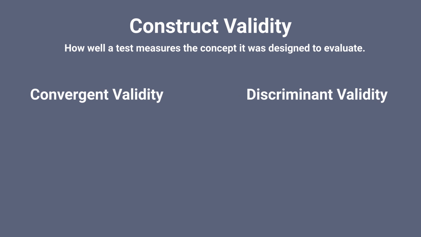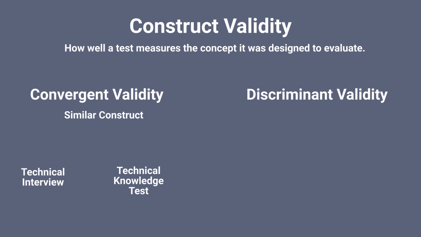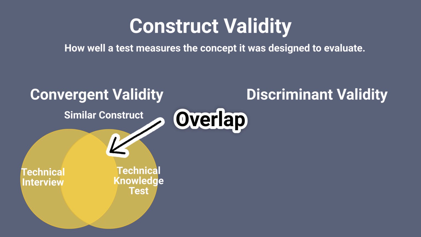Convergent and discriminant validity are two different ways of checking whether a test really measures the underlying construct you say it measures. Convergent validity refers to how closely a test is related to other tests that measure the same or similar constructs. For example, let's say you give software engineer candidates a technical interview where they solve coding problems and explain their thinking. They are also given a multiple-choice technical knowledge test on algorithms, data structures, and debugging. If candidates who score high in the technical interview also tend to score high on the technical knowledge test, this may be evidence of convergent validity.